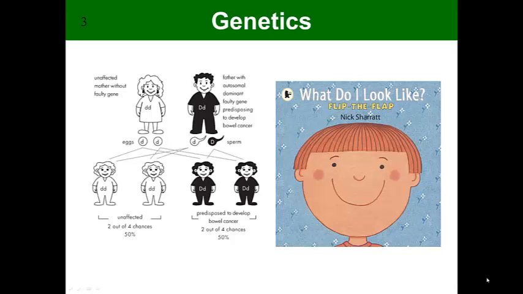Hello and welcome to part 3 of 5 of an introduction to genetics, covering components of the Alberta Science 30 curriculum, unit 2, the biology unit.